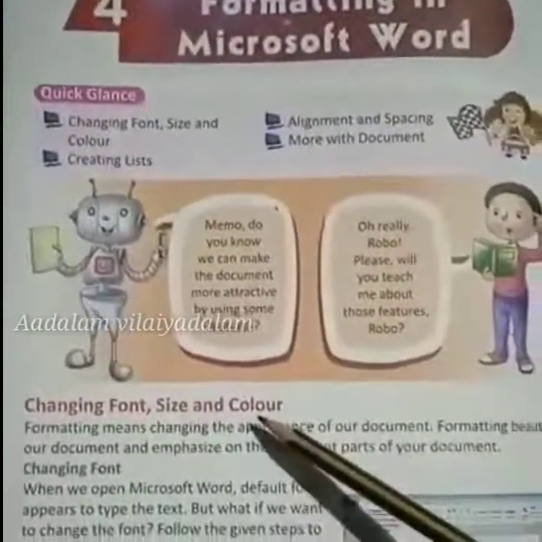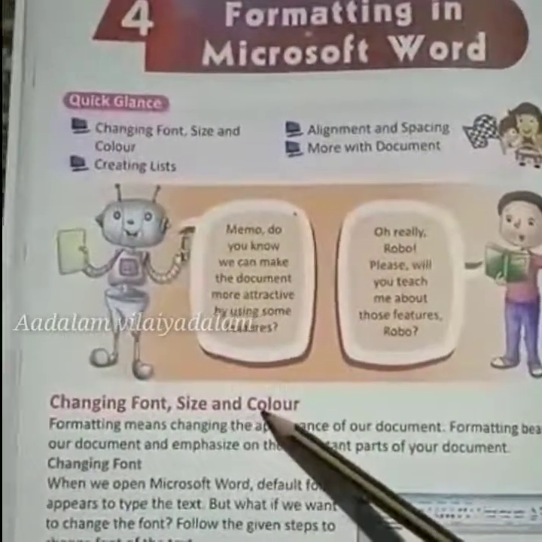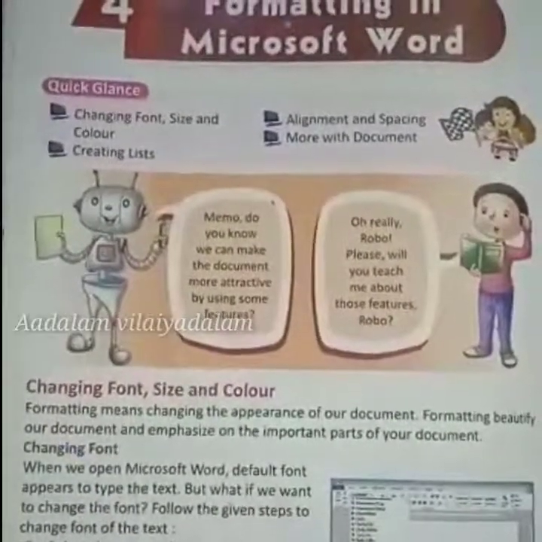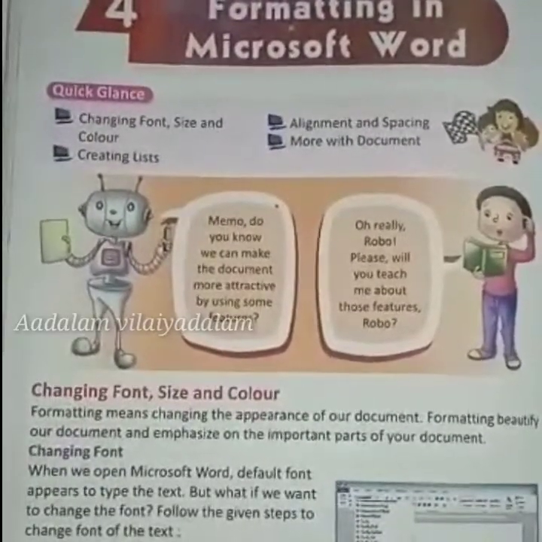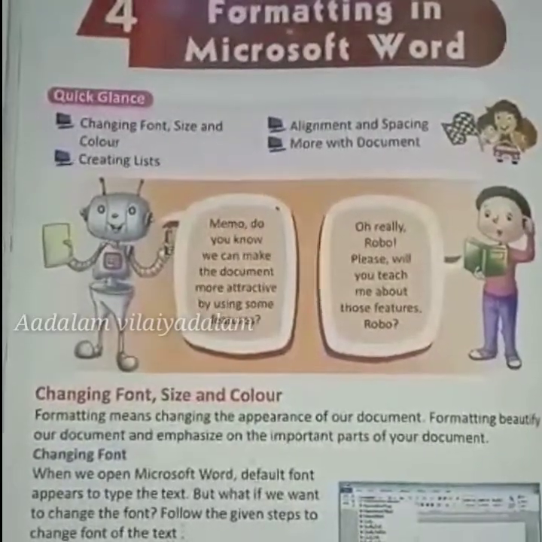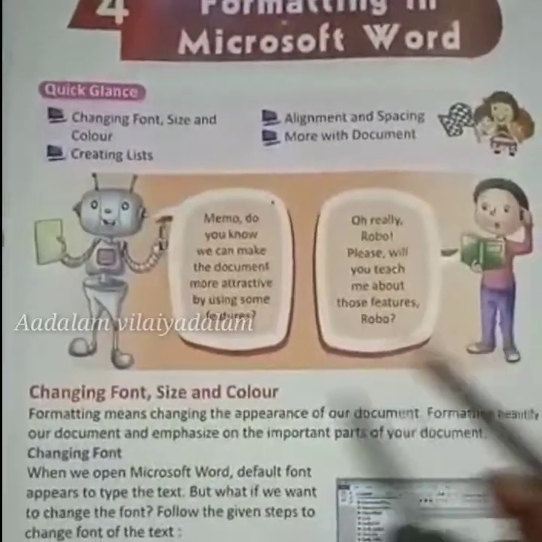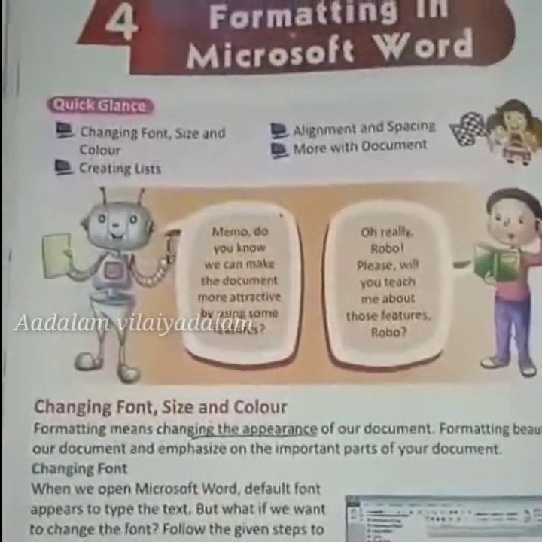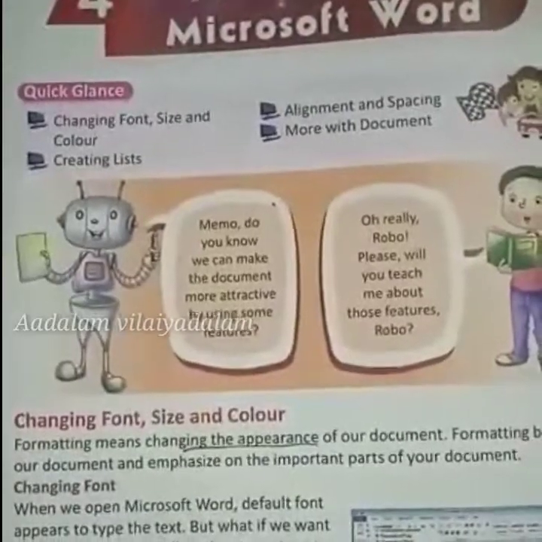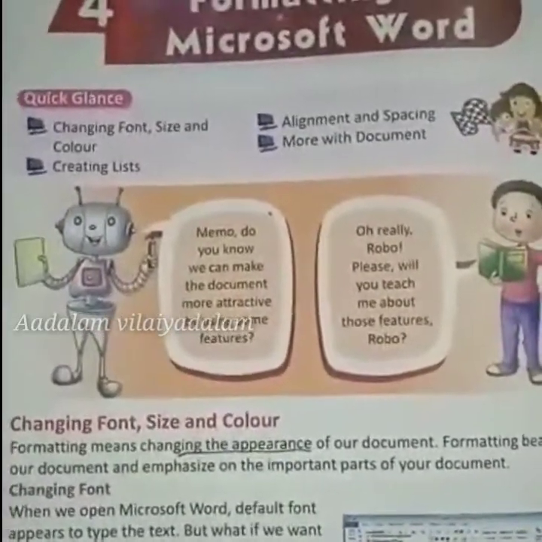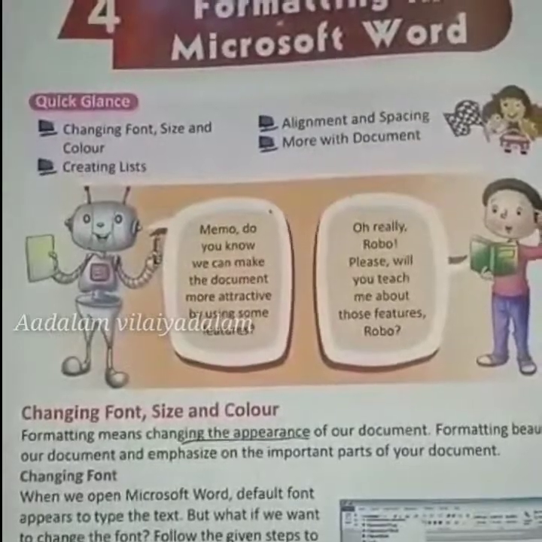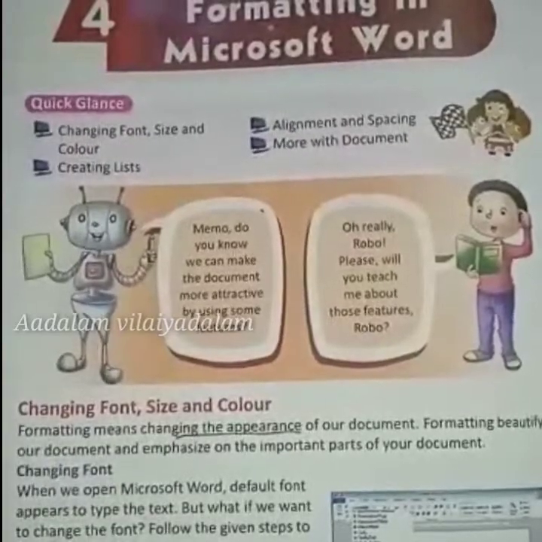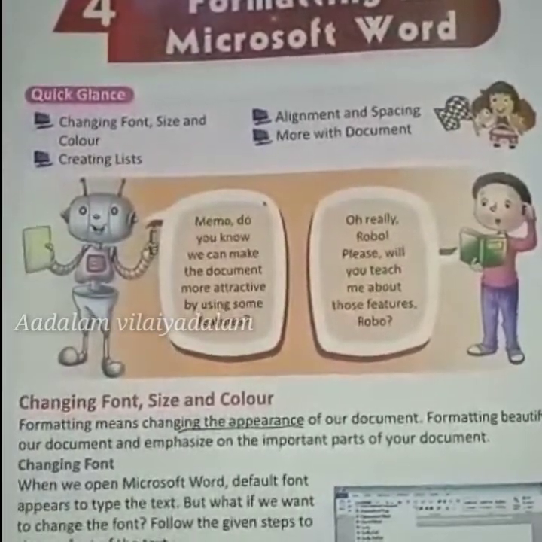First one is changing the font size and color. If we want to increase the size of the text we typed in the document, we can use the font size option to change the size of the text. First I will say what formatting is. Formatting is used to change the appearance of our document. So if we want to change the text size, first select the text. Whatever formatting you want to do in the document, first you have to select the text.